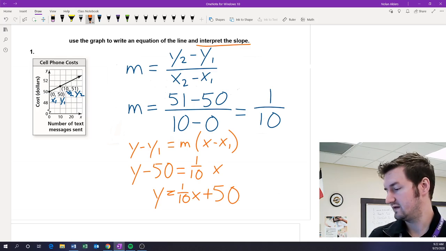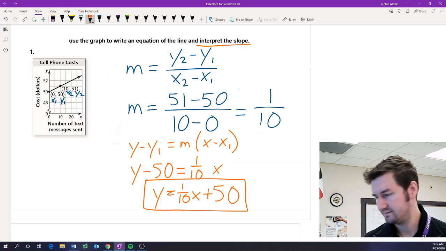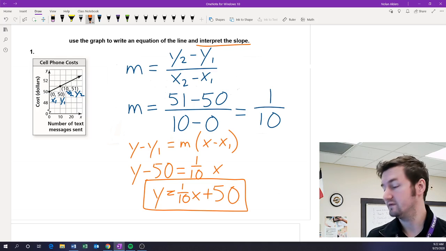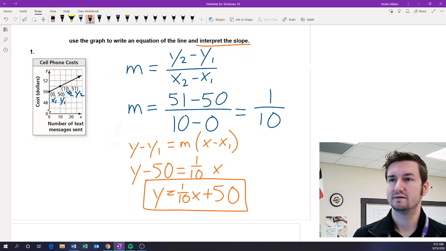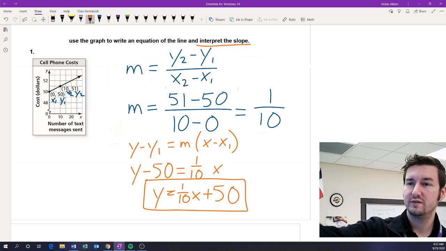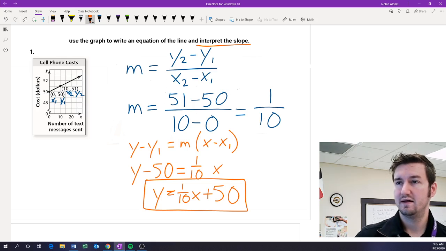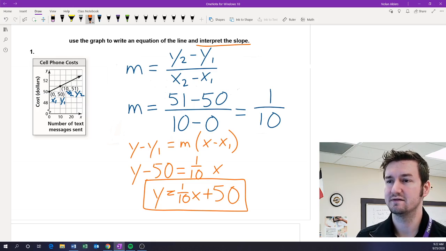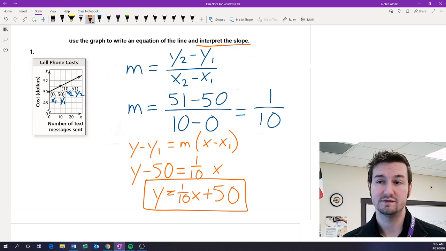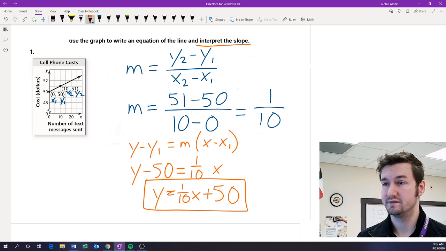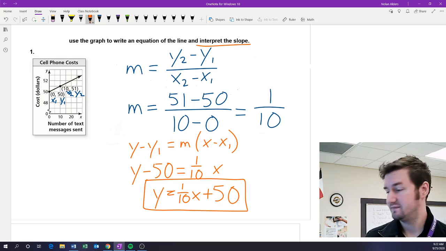We already did the equation of the line. That right there is the equation for the line. And then it says also to interpret the slope. So what is the slope telling us? Well, we can see that y is measuring cost in dollars, and number of text messages sent is measured on the x-axis. So we can see as we send more text messages, our cost increases. And we can see that the cost is increasing by 1/10. I guess this is in dollars, yep. So it's increasing by 1/10 of a dollar per text.